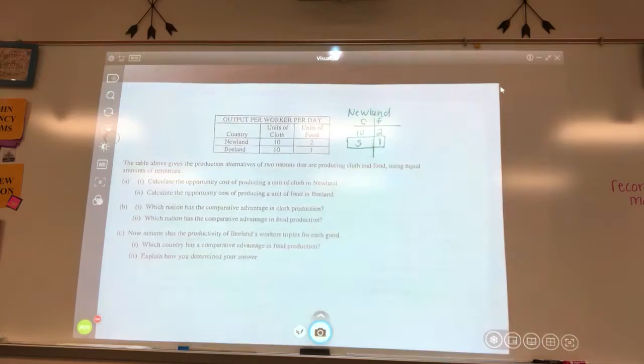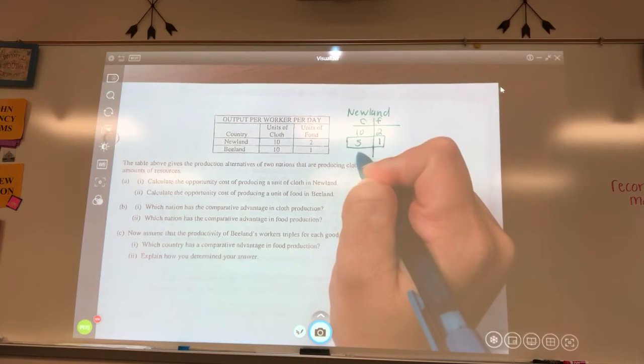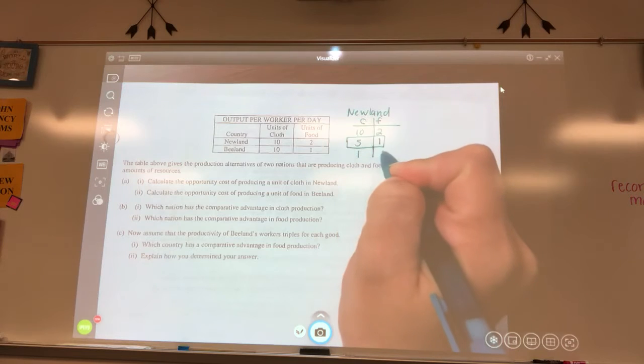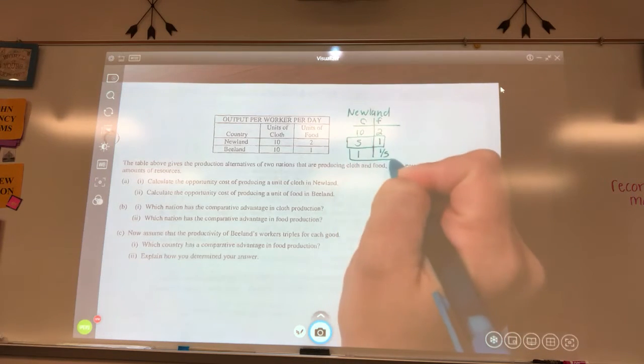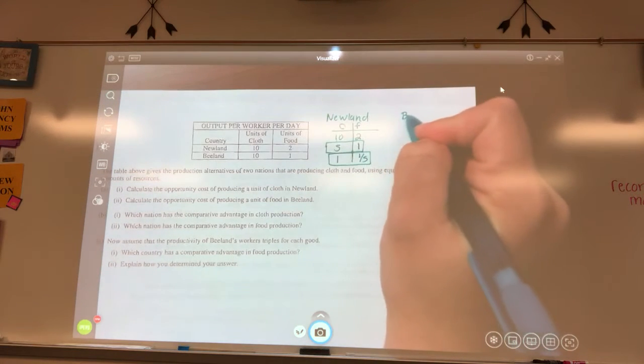So now what do I need to do? Divide by 5, so this gives me how many units of cloth? 1, and what does it give me in units of food? 1/5. So I now know my opportunity cost of cloth. So I'm going to come over here and set up Beeland.